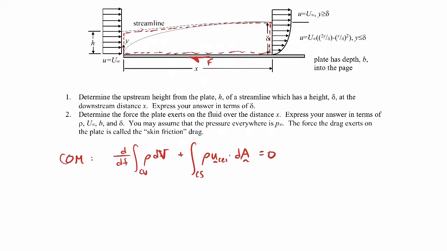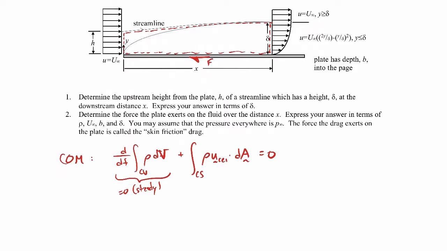So I'm assuming it's a two-dimensional flow. There's no flow in or out of the page. I'll assume that the flow is steady so that this first term is 0. And when I set something to 0, I like to indicate why it's 0. So it's 0 because it's steady.